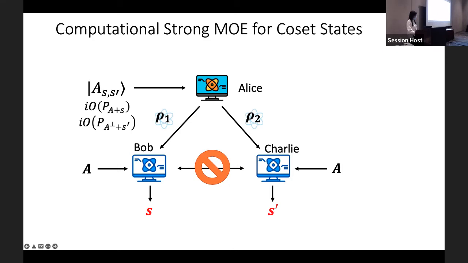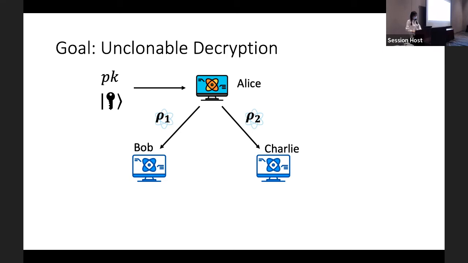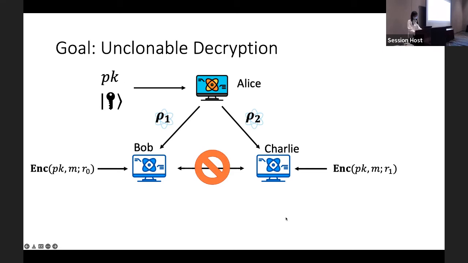This is unclonable decryption. We now can take a look at the unclonable decryption game. So it is quite similar to the monogamy game. We first give a public key, classical public key, and a quantum decryption key to adversary Alice. And then Alice generates two states, rho one and rho two, gives them to Bob and Charlie, who cannot communicate anymore. And we now prepare two ciphertexts of the message, give them to both Bob and Charlie. And finally, they need to come out with the correct message, both of them.